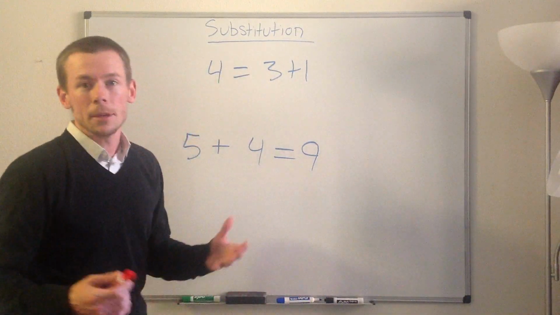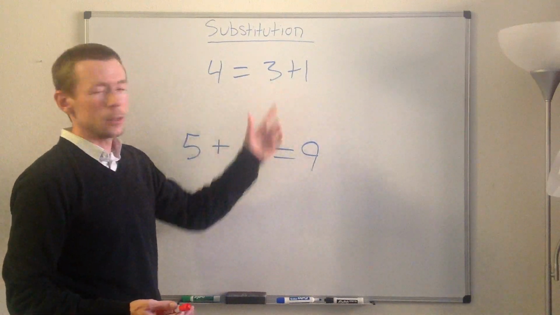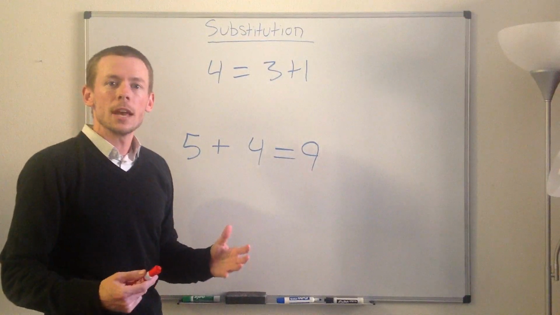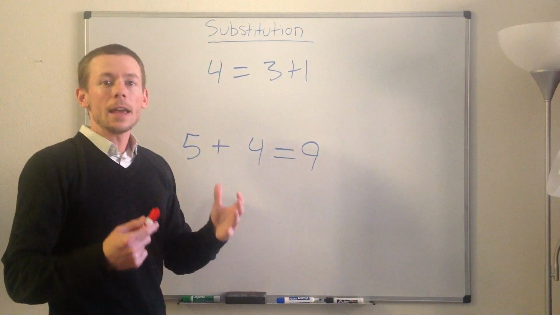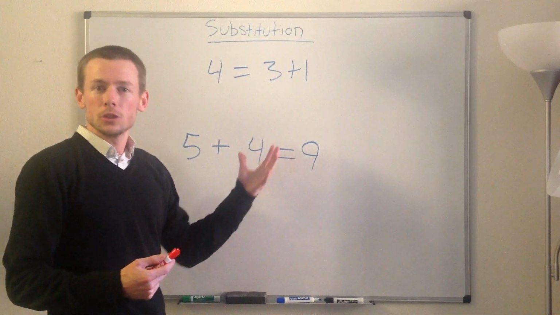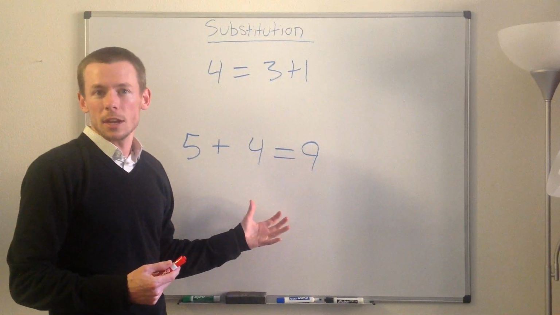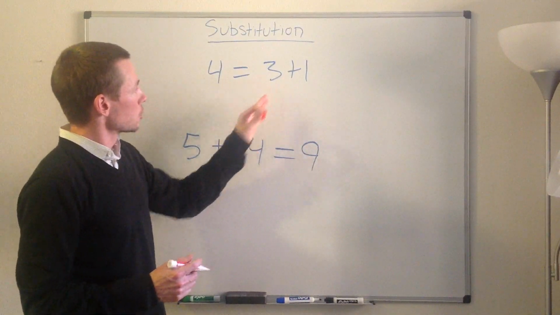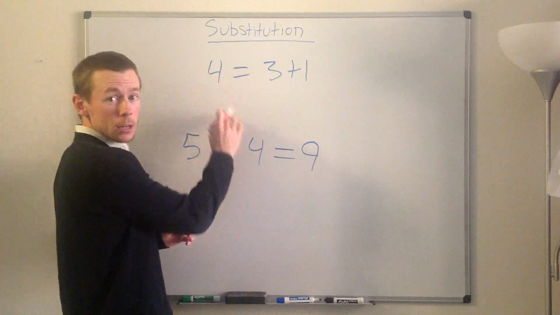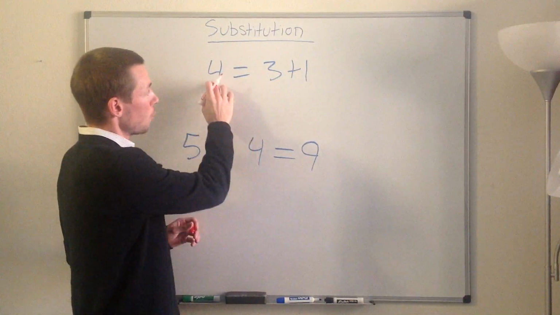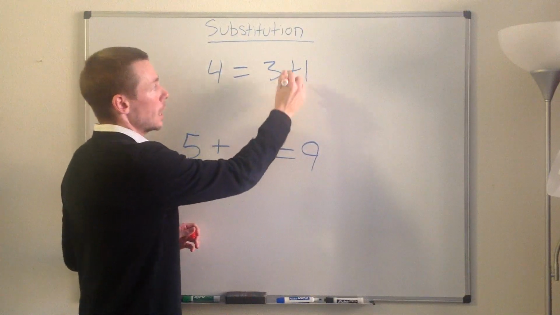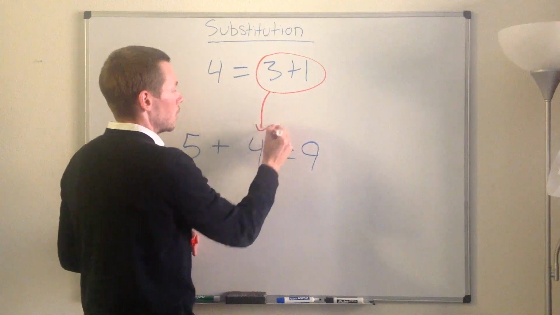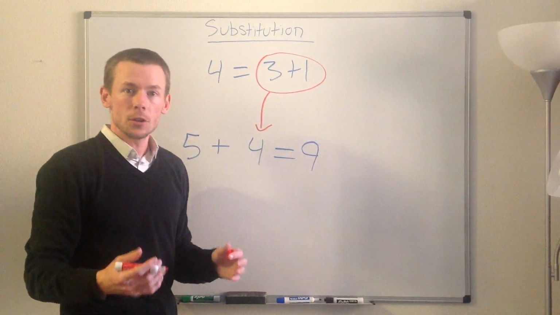So right now we have two statements with which you would agree. 4 does equal 3 plus 1, and 5 plus 4 equals 9. Well, substitution says that if two things are equal, I can substitute them into another equation and still get the same result. So for instance, 4 equals 3 plus 1. So since these two things are equal, instead of this 4, I can substitute 3 plus 1 for 4 and still get the same result.